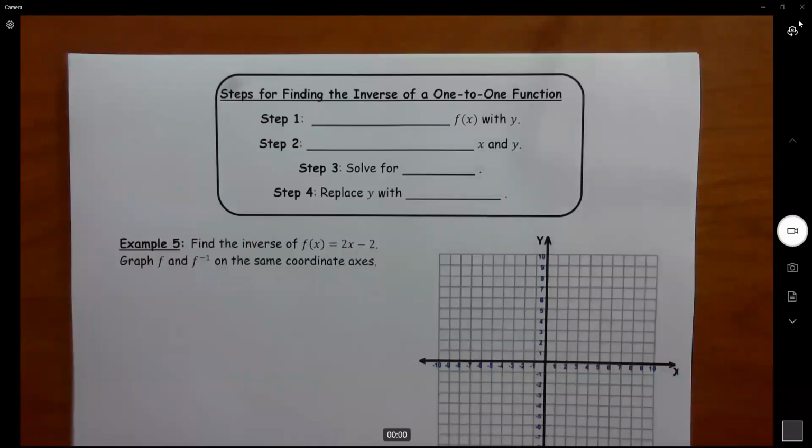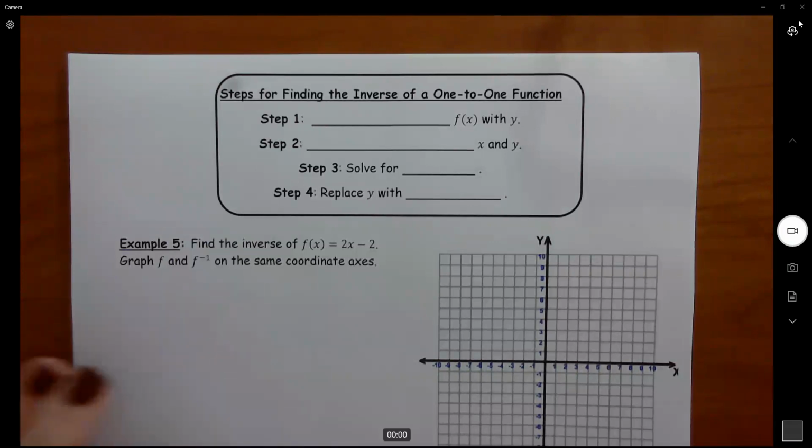All right, we know how to determine if a function is one-to-one, and we know how to find the inverse when we are given a list of ordered pairs. We just flip the x and y. So now let's figure out how to find the inverse when I am given a function that I know is one-to-one. We have 4 steps.